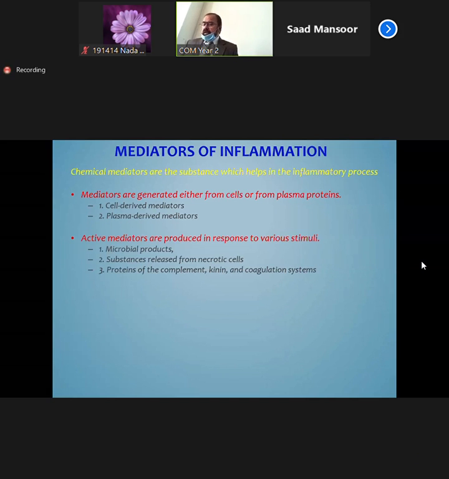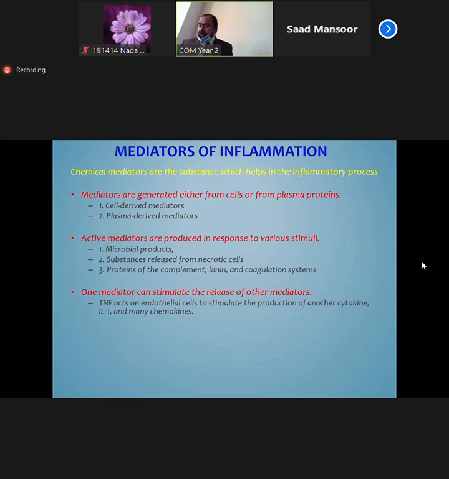In the liver, the active mediators are produced in response to various stimuli, like a bacterial product which enters and triggers the chemical mediator to be produced. Substances released from necrotic tissue, for example anything which injures that particular area, also provoke the production of mediators. And proteins of the complement, kinin, and coagulation systems also push those mediators to go on. So one mediator can also stimulate the release of another one.